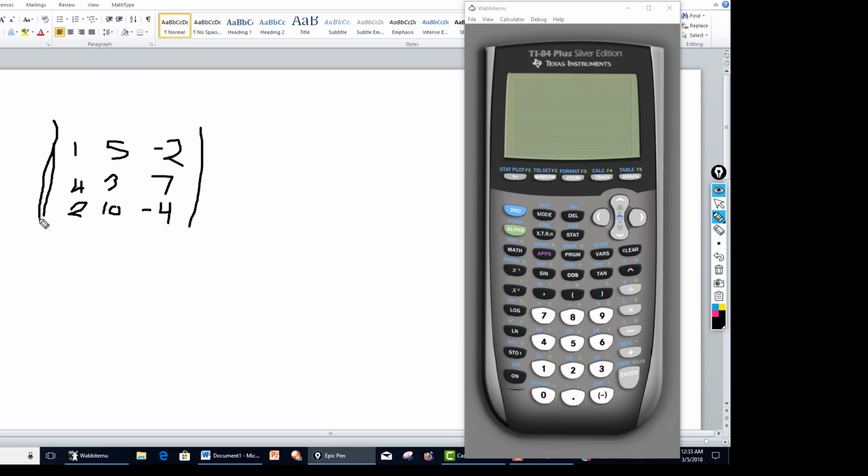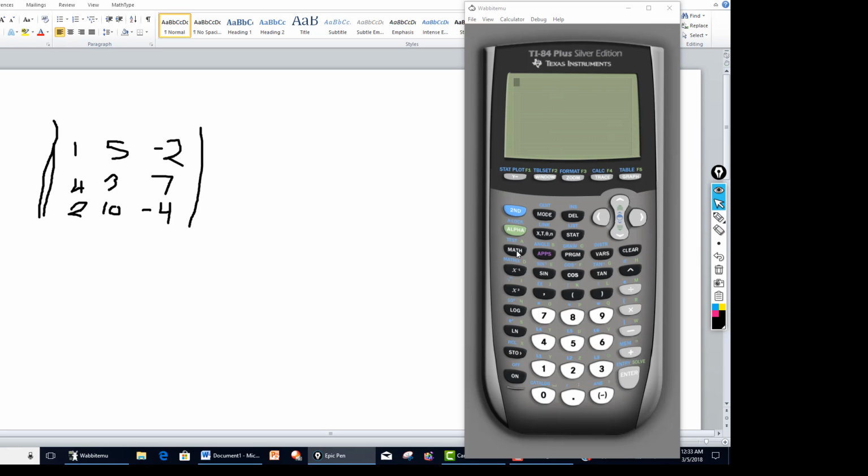I do want to point out to you again that there are properties of determinants that you can use. So if you know those properties, then you should be able to see that the answer to this is going to be 0. I'll tell you why in a minute, but let me just go ahead and do it on the calculator for you.